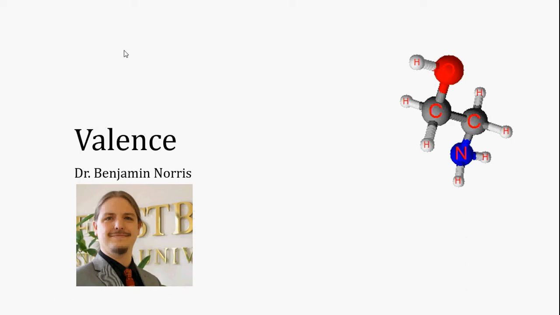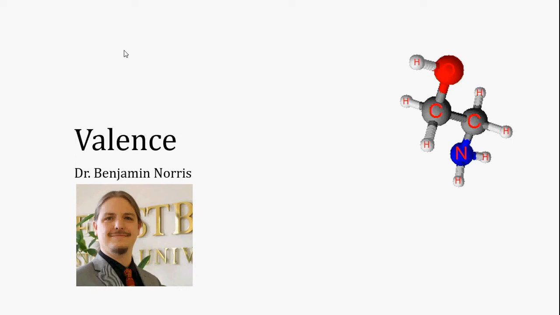The molecule on the right is ethanolamine. Ethanolamine is a water-soluble organic base that is used in gas scrubbers to remove carbon dioxide and other acidic gases from gas streams. I've chosen ethanolamine today because it shows the four most common elements found in the structures of organic molecules and their most common bonding patterns.